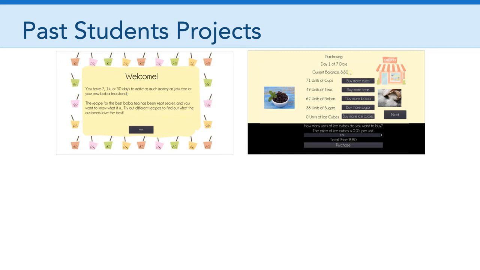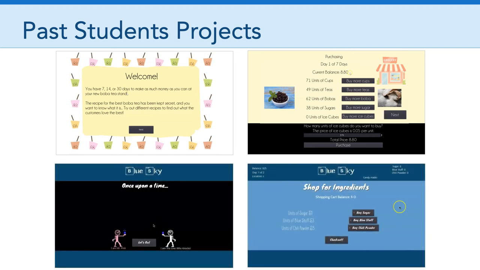Here was a variation of the classic lemonade stand, but instead of selling lemonade, this person programmed a bubble tea stand. And so you can see on the right here, you could buy cups, teas, boba, sugar, and ice cubes, and combine all of those ingredients that had different levels of appeal to the target audience. And then the last one, Blue Sky, was inspired by the hit television show Breaking Bad. And so players, instead of selling lemonade, you can kind of guess what they were selling. Players could combine sugar, the blue stuff, and chili powder in various combinations, and pick locations to go out and sell their product. So these are all examples of postmodern lemonade stands.